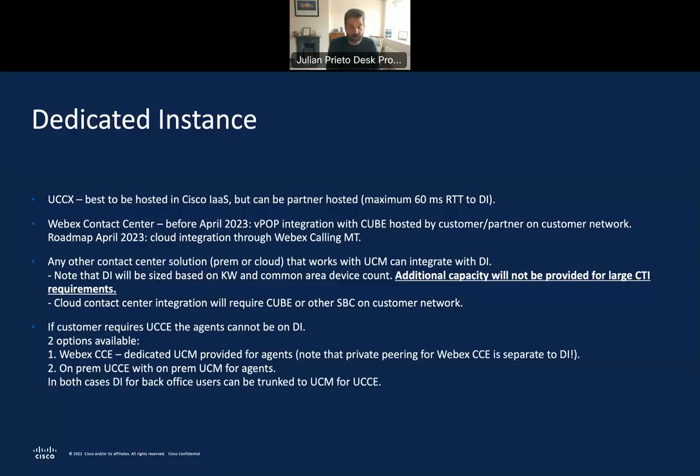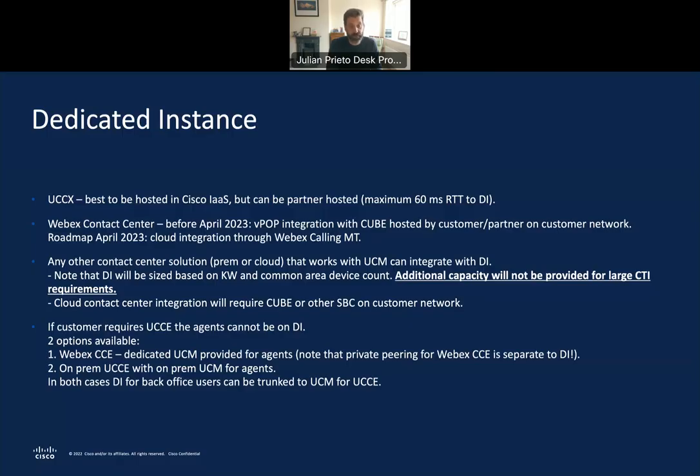What we have on the roadmap coming in April 2023 is cloud integration between dedicated instance and WebEx Contact Center through WebEx Calling multi-tenant. In this case, the integration will be through the SIP trunks that we have in the cloud between dedicated instance and multi-tenant, and therefore there'll be no need for a customer or partner to purchase a CUBE and host that. Cisco will do the integration in the cloud, again through WebEx Calling multi-tenant. So there will be some configuration required on multi-tenant in Control Hub to do that integration.